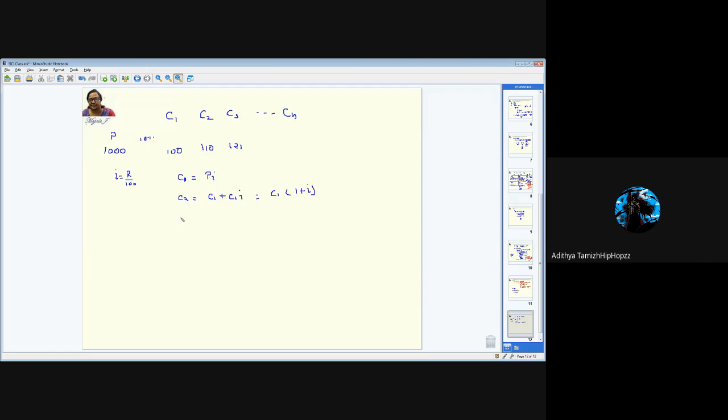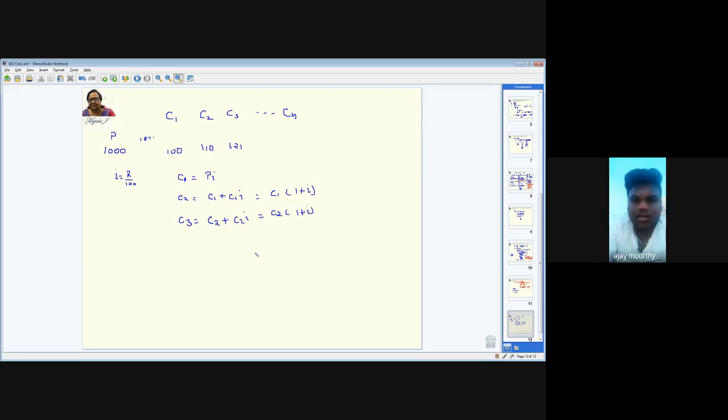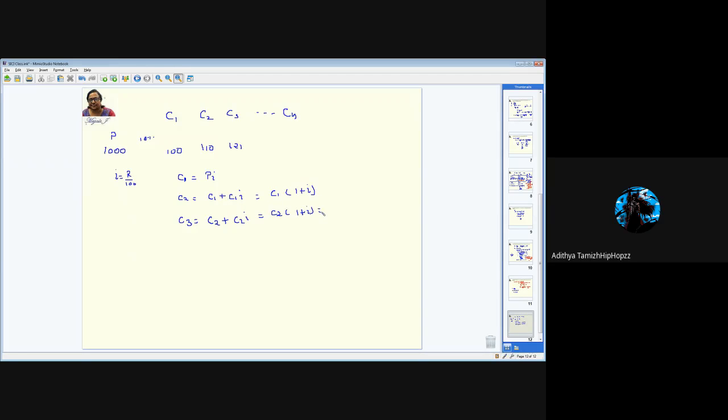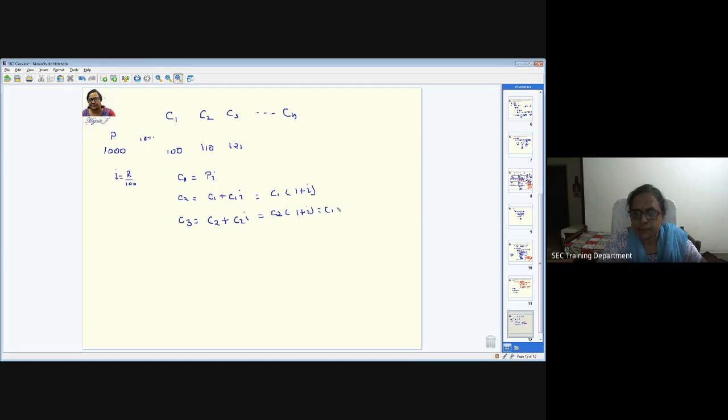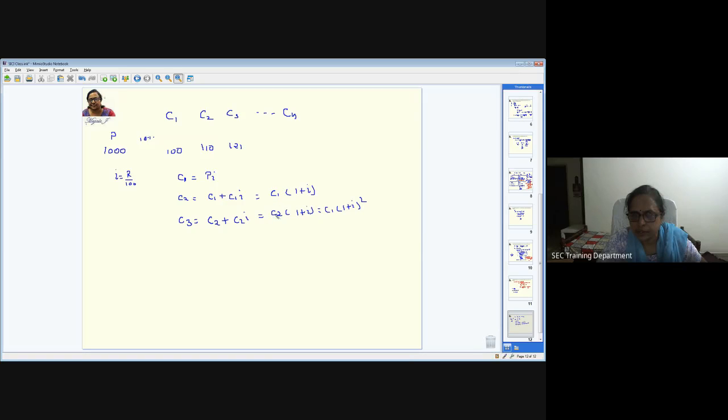Is that clear? When I go for C3, I can take whatever interest the previous year gave, and then I have to calculate interest for interest again. So I can write this as C2 into 1 plus I. C2 is what? C2 is C1 into 1 plus I, right? You can replace that and say C1 into 1 plus I, the whole square. Because C2 is nothing but C1 into 1 plus I. So if I replace that here, this is repeated 2 times, so I'm writing it in this way. Is it clear? Any doubt in this?